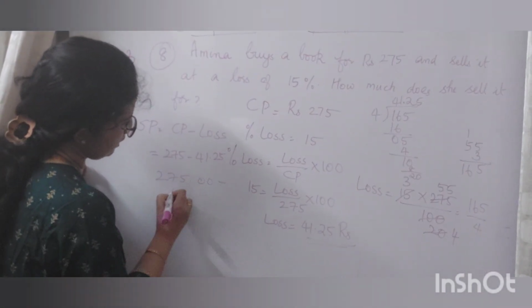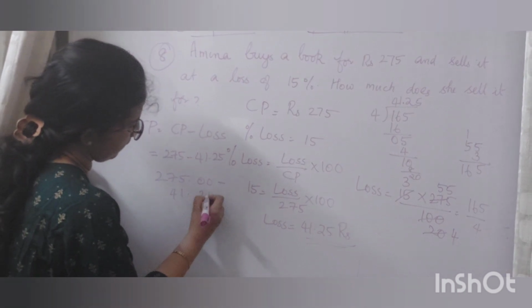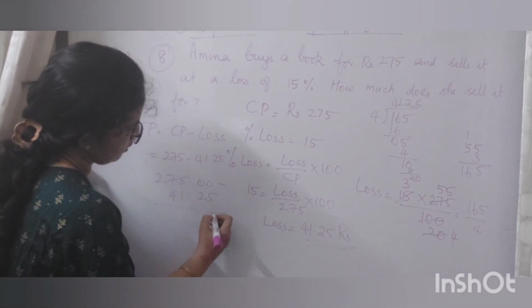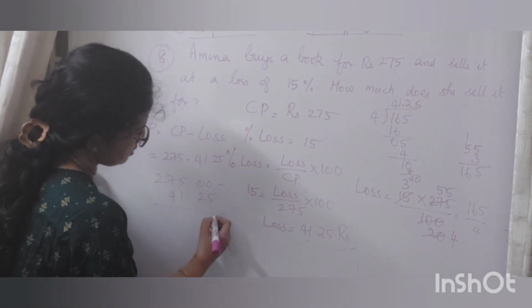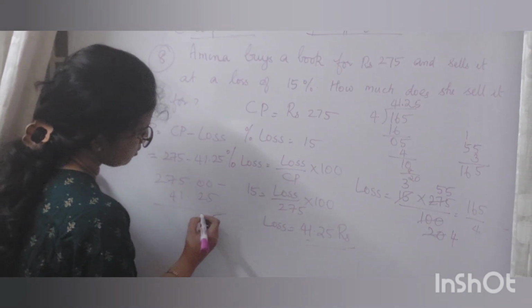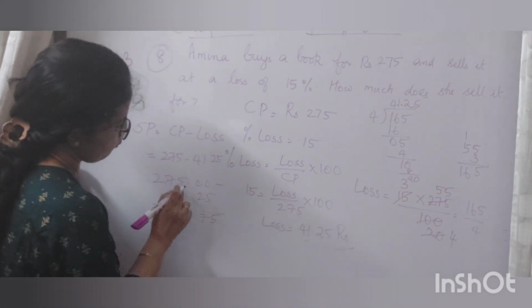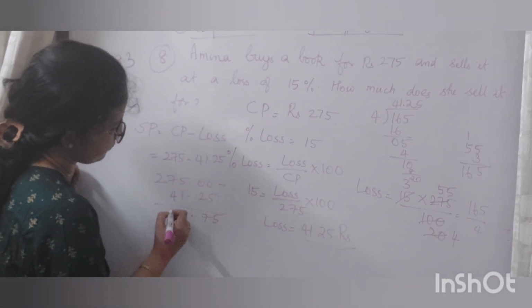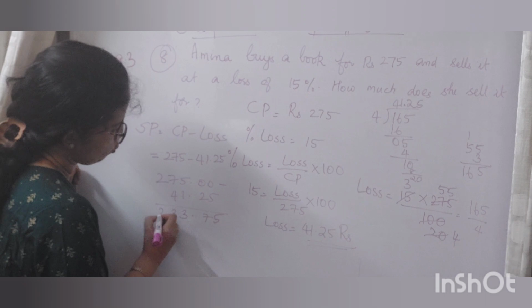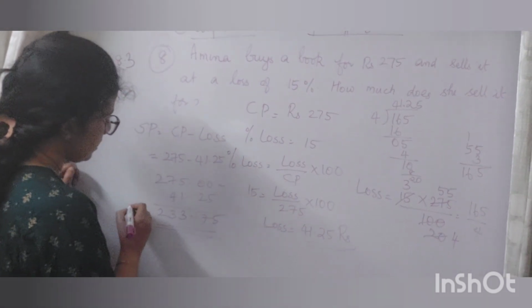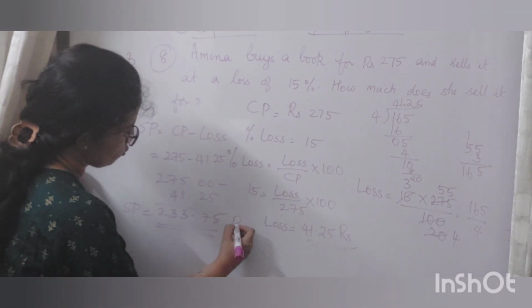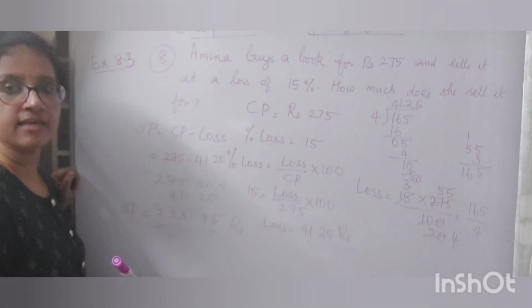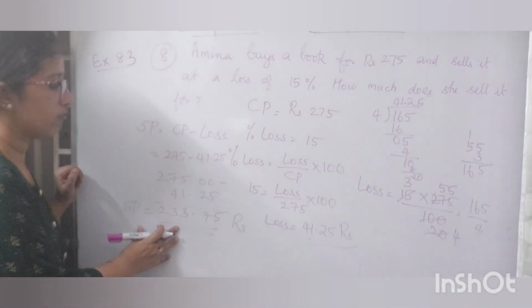So 275.00 minus 41.25. Here, 10 minus 5 is 5, 9 minus 2 is 7, so here 4 minus 1 is 3, 3, 2. So answer is selling price is equal to rupees 233.75. So clear with this?